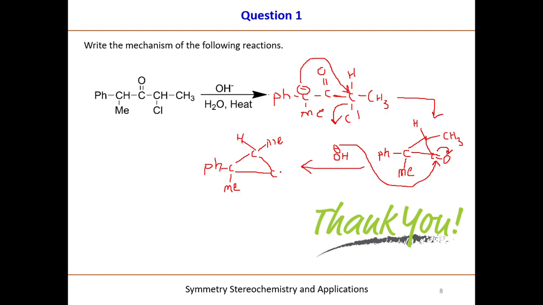Here what will happen now? C O bond, negative charge will generate over here, and OH will attack on this carbon atom, so we will get OH. Okay, OH. Now what's the next step? The fourth step is abstraction of H from H2O. So here abstraction of proton will take place.